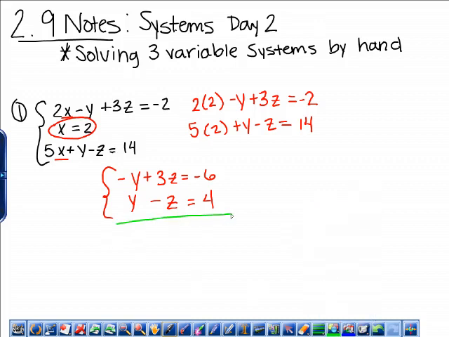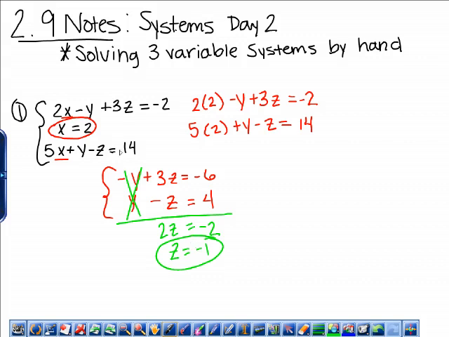All right. These cancel. 3z minus z, 2z equals negative 6 plus 4, negative 2. So what is z? All right. So now I have x and I have z, and I need to find y. What am I going to do to find y? Yeah, I got to plug in z equals -1.